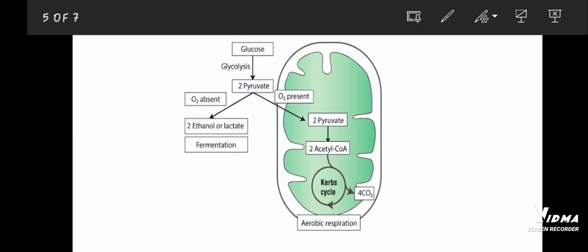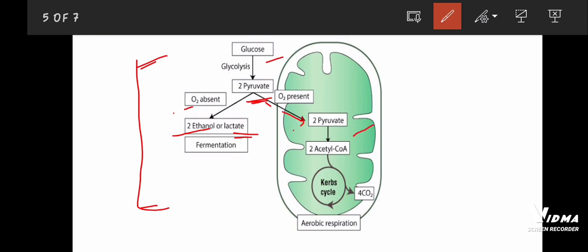Overall reaction: glucose to pyruvate by glycolysis in the cytosol. If oxygen is absent, then the pyruvate is converted to ethanol or lactate. If ethanol is formed, that is alcoholic fermentation. If lactic acid or lactate is formed, that is lactic acid fermentation, and this is the anaerobic process. In aerobic respiration, in the presence of oxygen, the pyruvate comes to the matrix of the mitochondria, where pyruvate oxidation and the TCA cycle take place, and ETS takes place in the inner mitochondrial membrane, and ATP is regenerated.